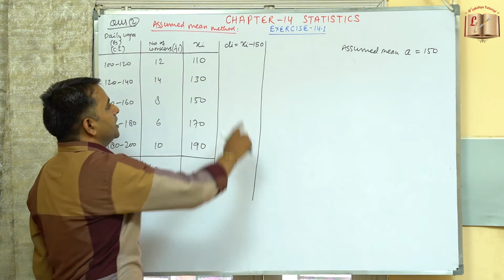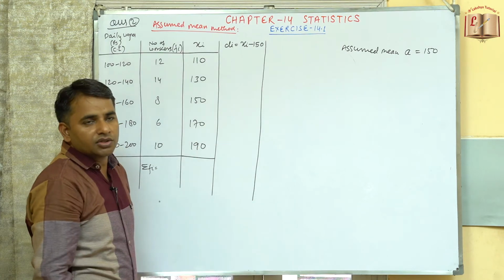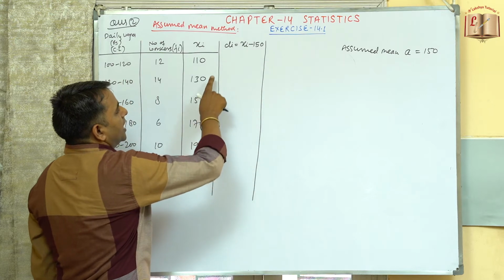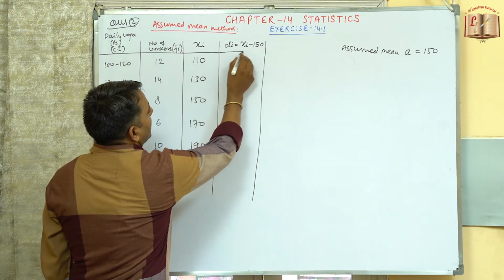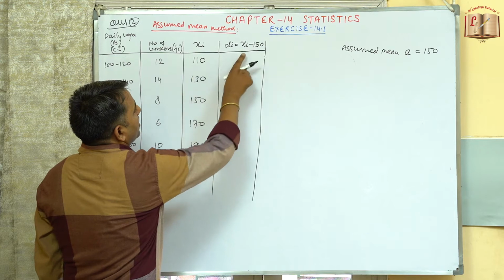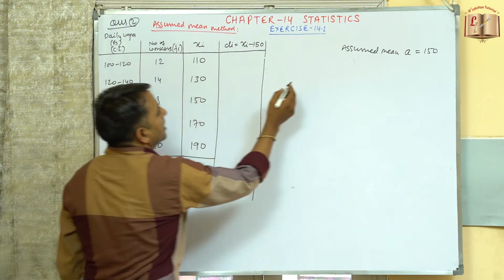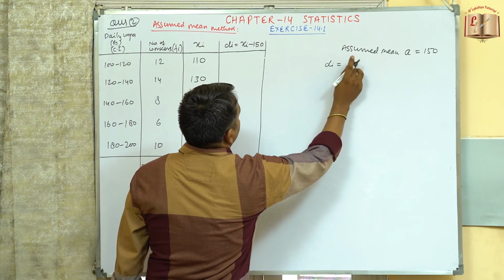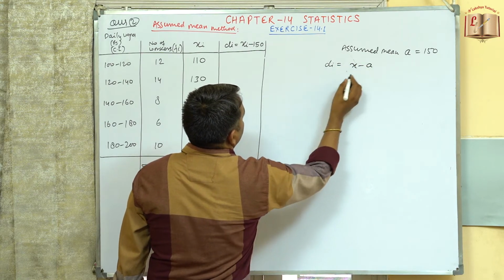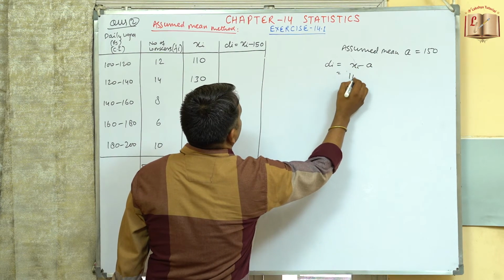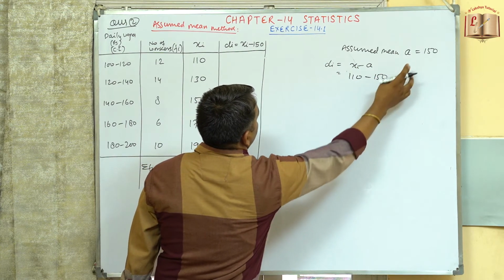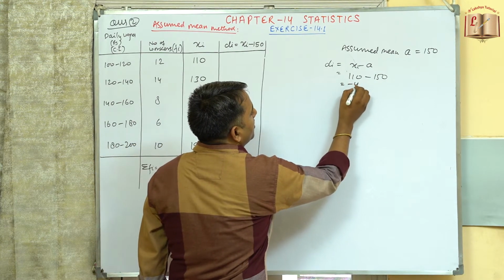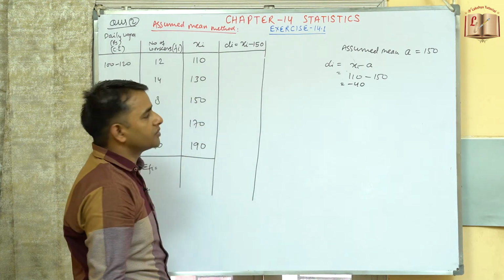अब हम क्या करेंगे, di को निकालेंगे. सो di क्या होता है हमेशा xi minus a. सो फर्स्ट वन के लिए देखिए di कितना हो जाएगा, दिस विल बी xi minus a. xi इज 100. सो di फॉर फर्स्ट विल बी xi minus a. सो दिस इज xi इज गिवन 110 minus a इज 150. सो अभी फर्स्ट के लिए अगर हम निकालते हैं तो दिस विल बी -40. सो -40 आ गया अभी यहाँ पे.